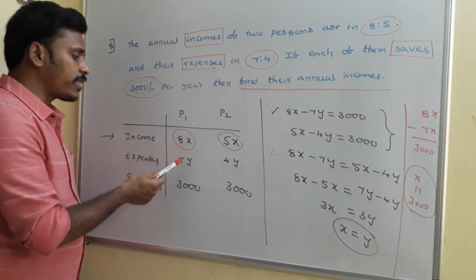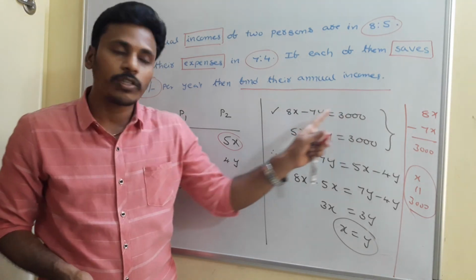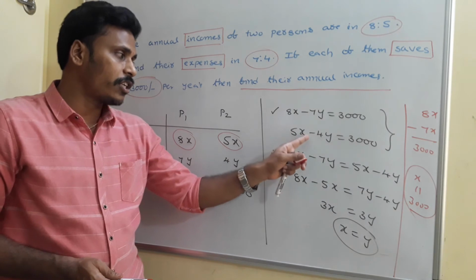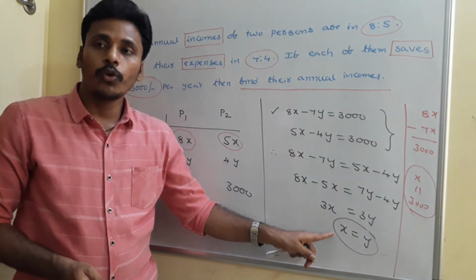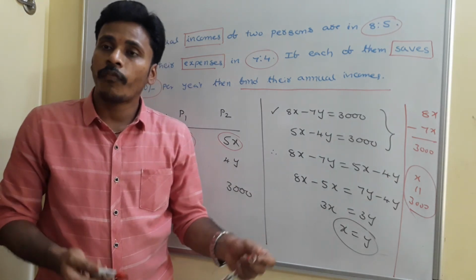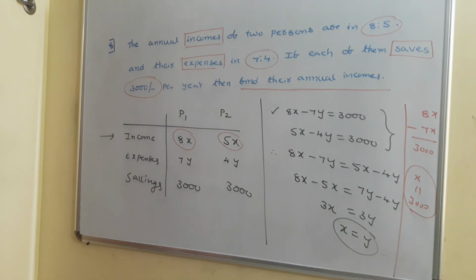So income minus expenditure is equal to saving for everybody. So income minus expenditure is 3000. Income minus expenditure is 3000. Since saving is the same, equalize these two. x is equal to y. Use y as x in the first equation, then x is equal to 3000. After having x, it is easy to find the incomes. So the income of the first person is 24,000 and the income of the second person is 15,000.